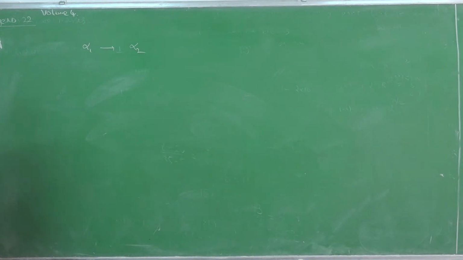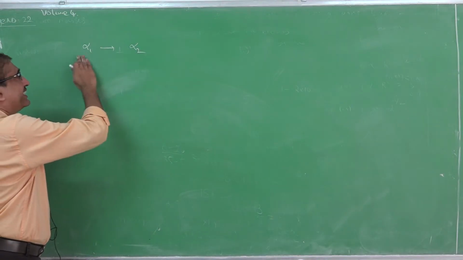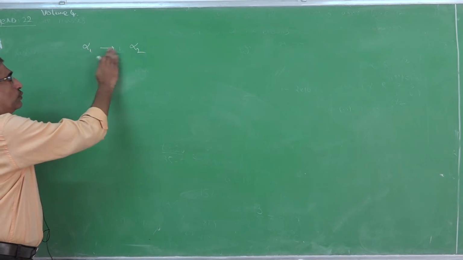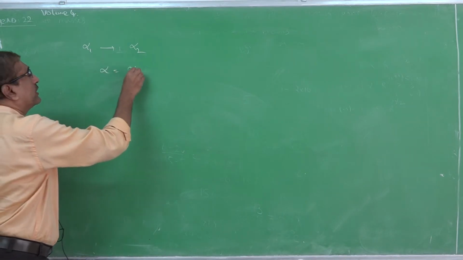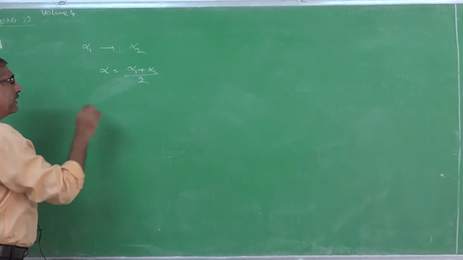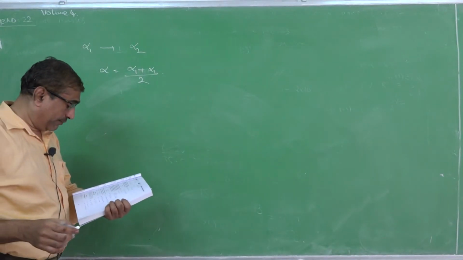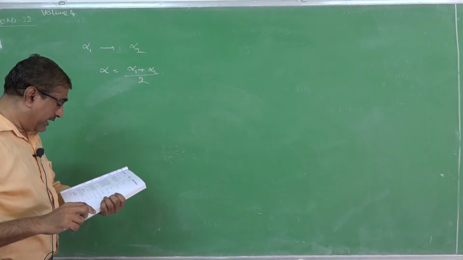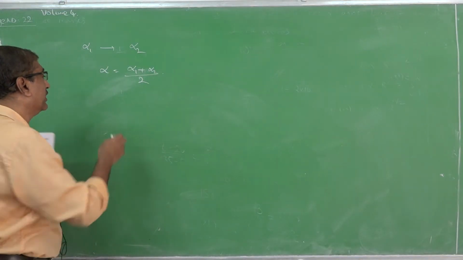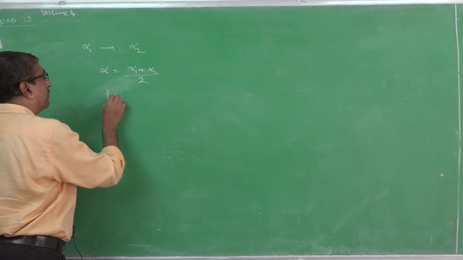That means in such cases we will take the average of these two. That means the average coefficient is (alpha 1 plus alpha 2) by 2. For a rod of length L, with an increase in temperature of 10 degrees centigrade, we have to find the increase in length.